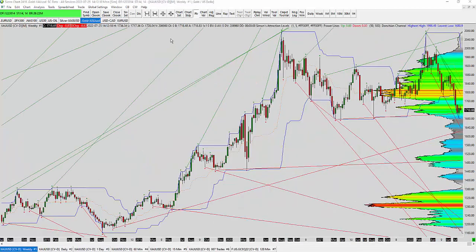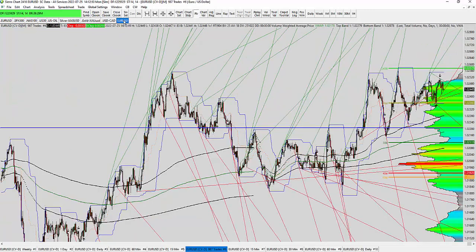It is hard to find examples because after they break, for example, there was an obvious power line here, red one crossing with the green, and look at the breakdown that happened. Maybe another one from here to here crossing, that breakdown happened. So it is hard to find them because, as I mentioned earlier in this video, the lines will disappear once you have them breached by a certain amount of pips or ticks.